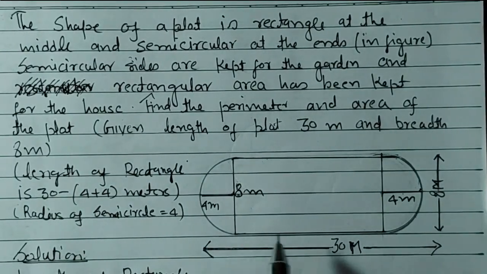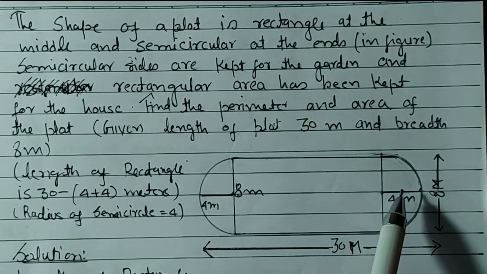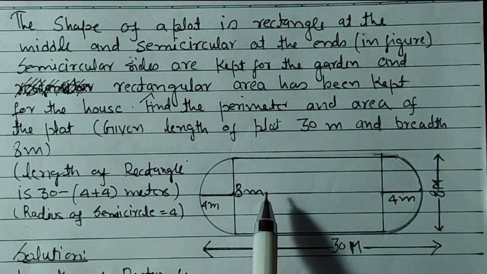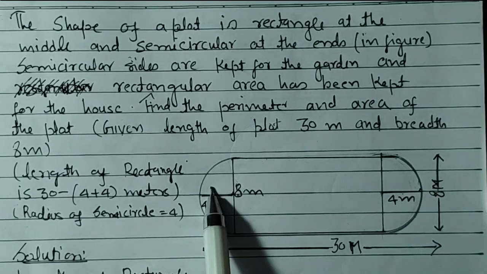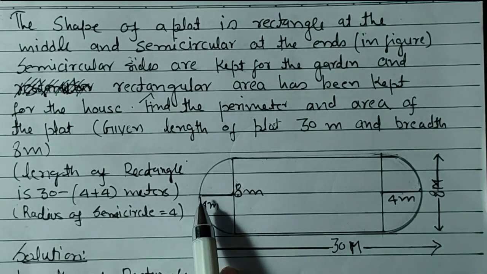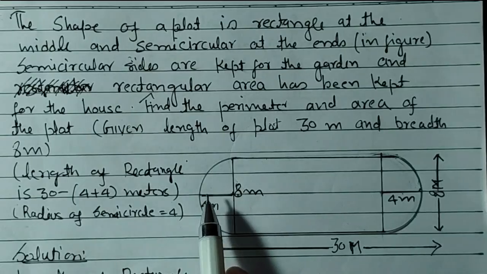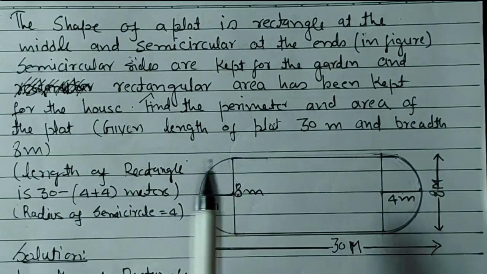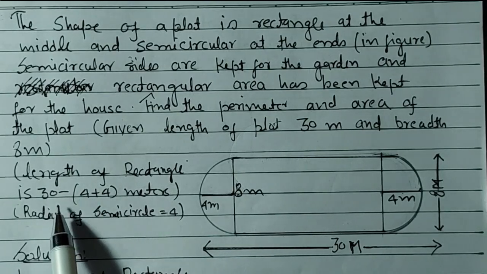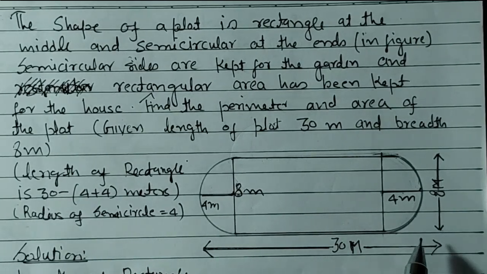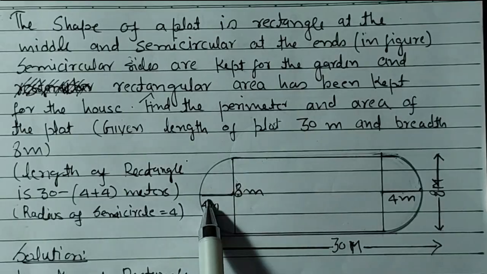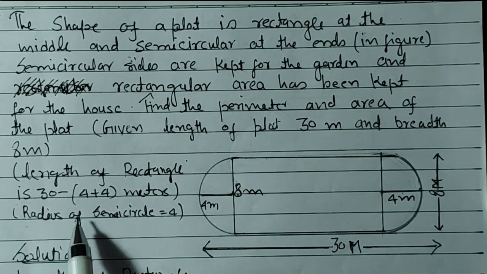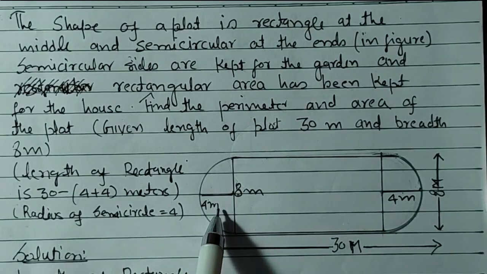So this is the plot. These are the semicircular ends. This is the rectangular area which has been kept for the house, and this area is for the garden. So the radius of this semicircle is 4 meters since the diameter is 8 meters. So the length of the rectangle will be 30 meters, total is 30 minus 4 plus 4, minus 8 meters. And the radius of the semicircle is 4 meters.